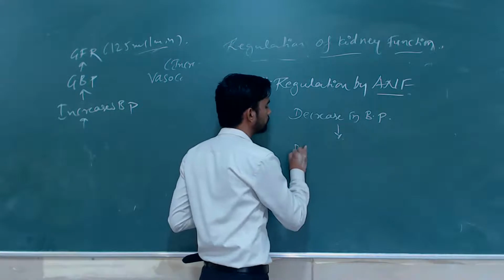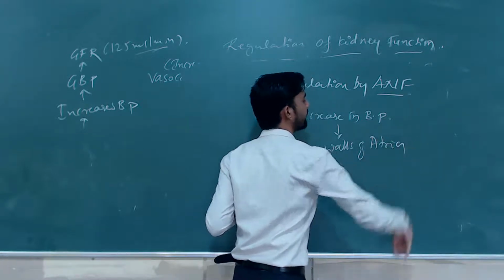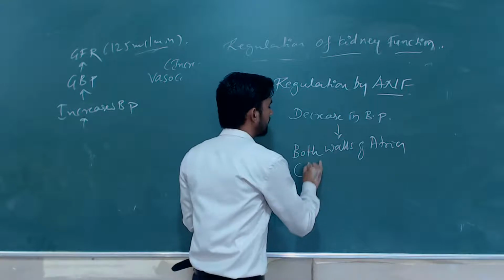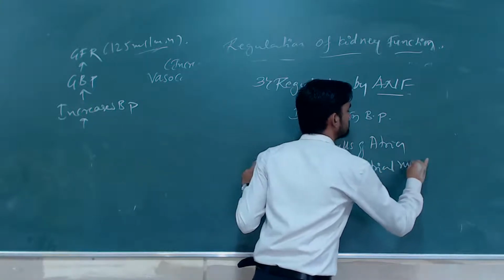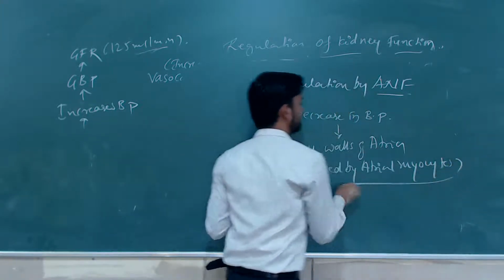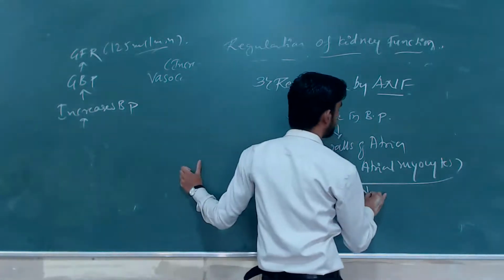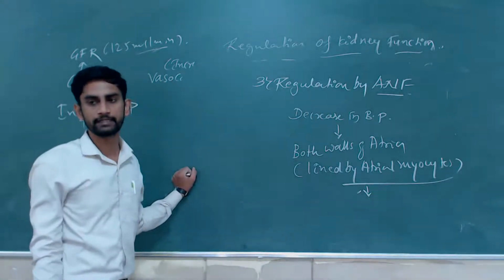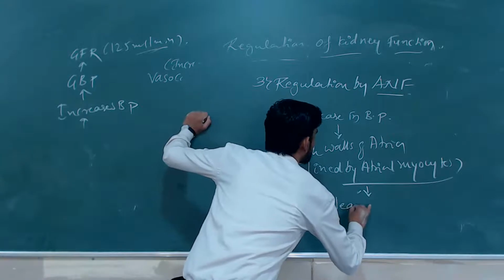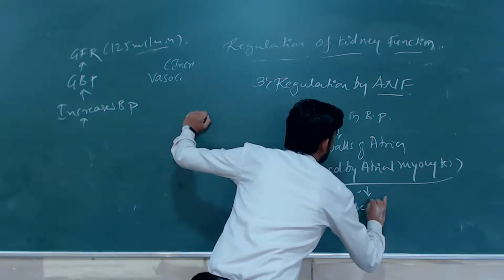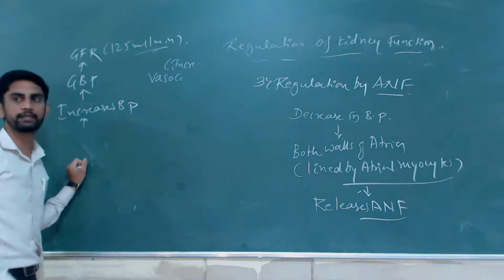So here in the heart, both walls of atria are lined by atrial myocytes. Underline. And what is the main role of atrial myocytes? If BP goes on changing, these cells will get activated and they will start releasing ANF. Atrial myocytes will release the ANF to decrease the BP.